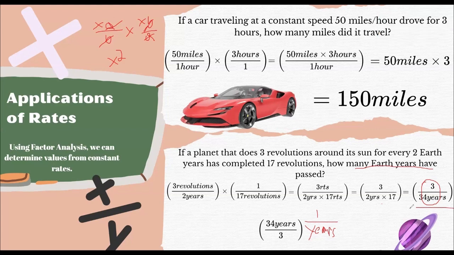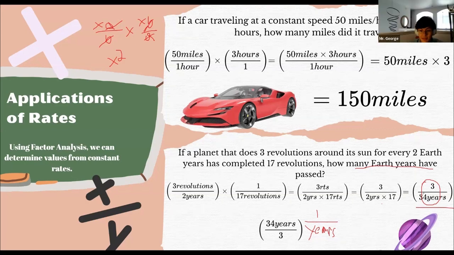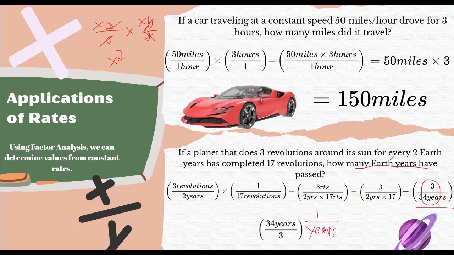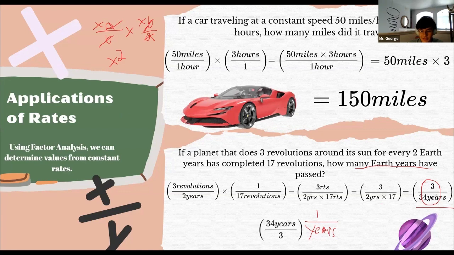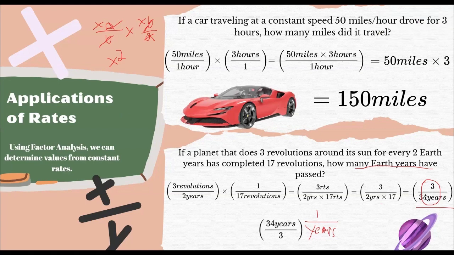It's because the years is below. We want the years to be on top. Does that make sense? Yes. All right. So why don't we want this? Why is this unit incorrect, Aiden? Because it's supposed to be on top.